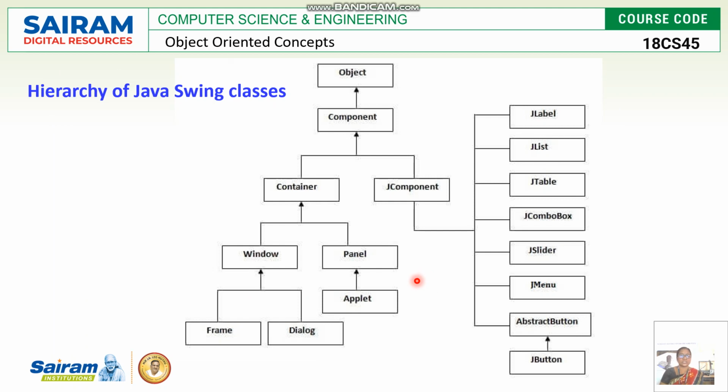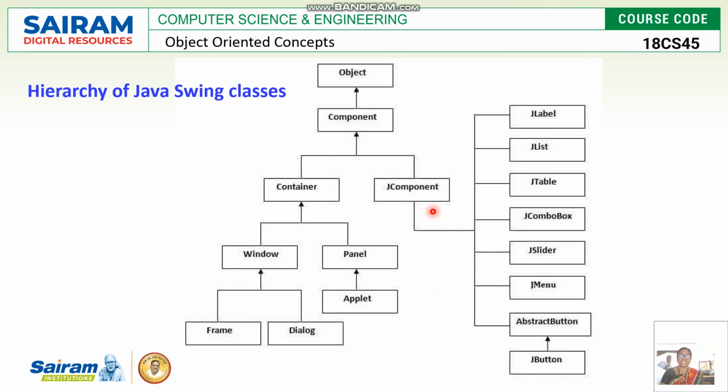which is called MVC. This is a general example showing the hierarchy of Java Swing classes. It always starts with the base class Object, then Component, then Container, then JComponent. The remaining ones are called AWT components. From Component, whatever is named with the prefix J will be considered a Swing component. The Swing components present here start from the JComponent superclass to JLabel, JList, JTable, JComboBox, JSlider, JMenu, AbstractButton, and JButton. These are all the specific components provided in Swing.